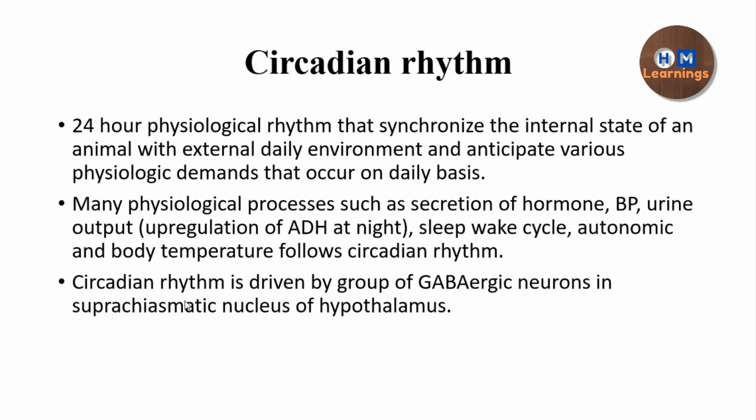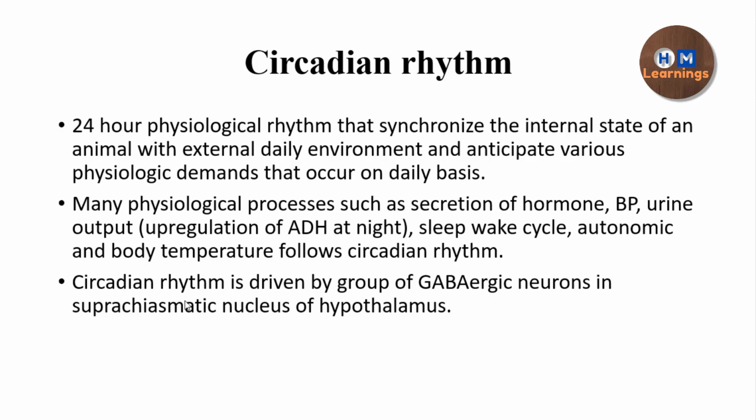So for example, the very common example is the secretion of cortisol. So what happens in the early morning? The secretion of cortisol happens. Why? It actually makes our body ready for the next day, so that when we awake we are full of energy. Okay, so that is how the internal state of our body is synchronized with the external environment: if we are going to wake up at 6 o'clock, there must be a secretion of cortisol around 4 or 5, so that it gives you an adequate amount of energy.